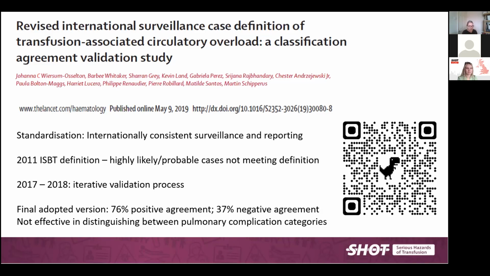And so there was a very extensive iterative validation process between 2017 and 2018. And to put all of that work into a very small nutshell for you, the final adopted version shows 76% positive agreement and 37% negative agreement on cases that were assessed by people who do haemovigilance assessments. And just by comparison, that rate was about 50% on the 2011 ISBT definition. So this was quite a substantial improvement. But what we know is that it's not effective in distinguishing between the pulmonary complication categories, and it was never intended to solve that particular problem.